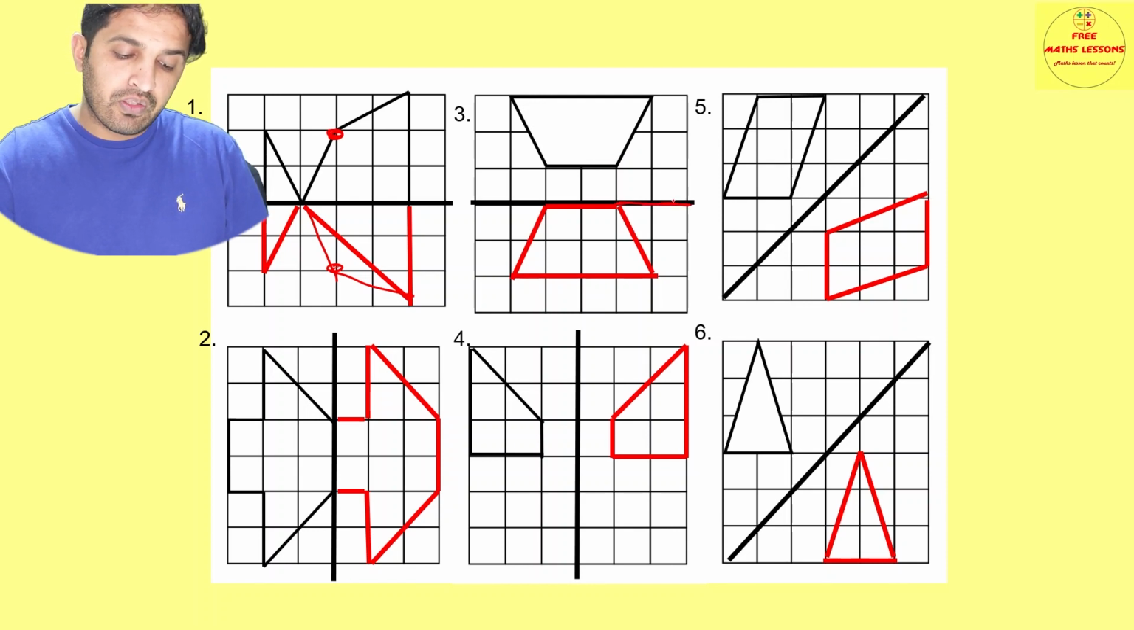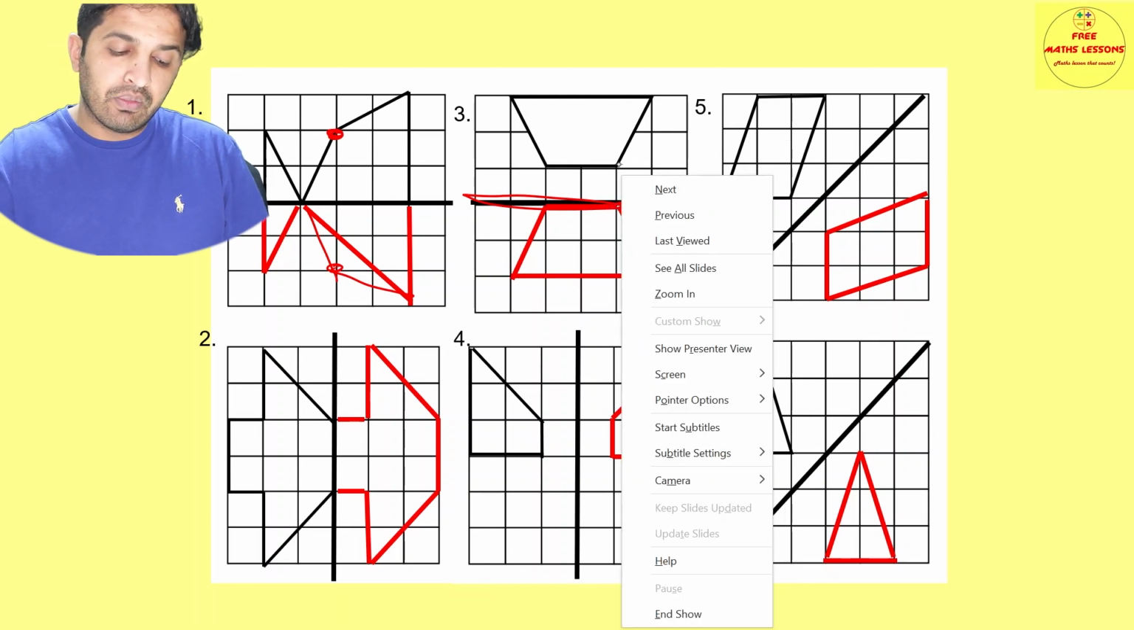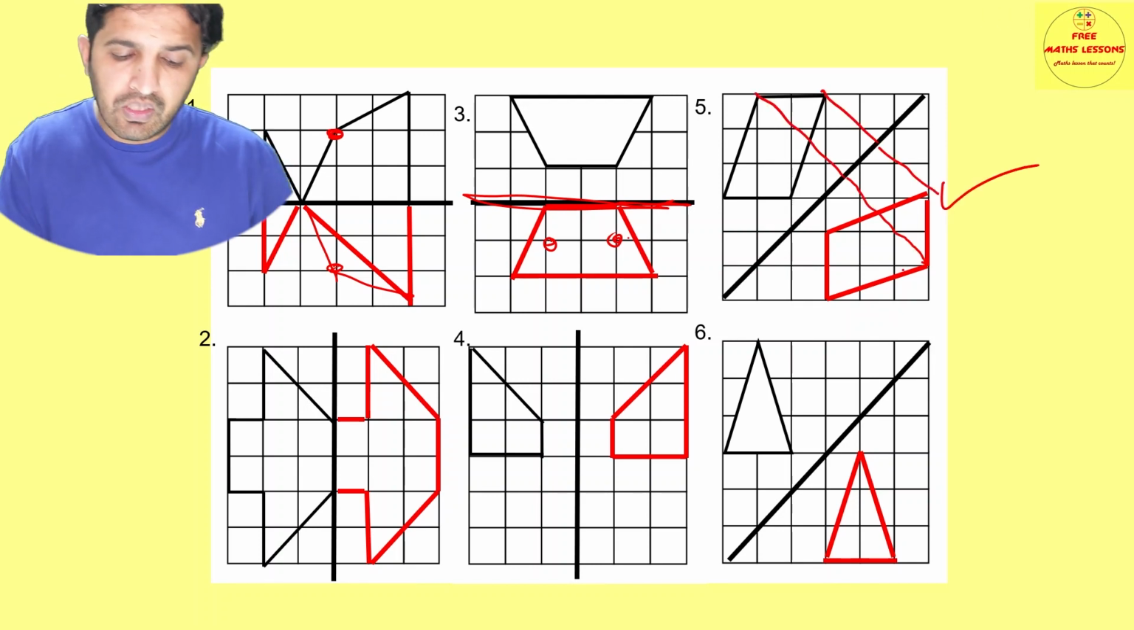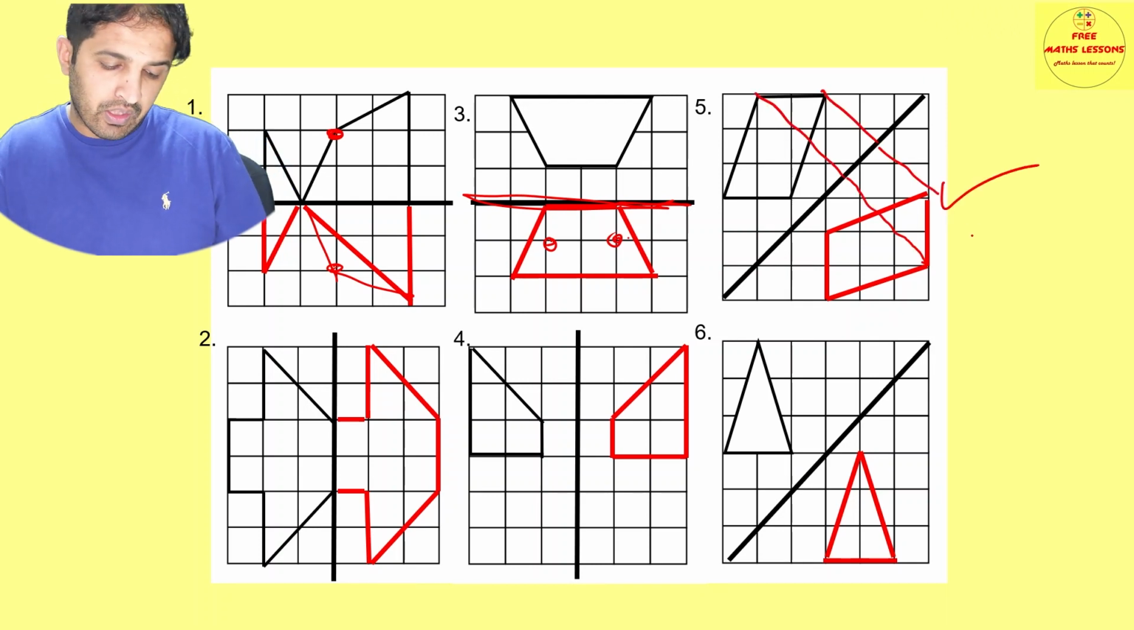From the line of reflection here, the red square is touching the line of reflection, whereas that one is one square away from the line of reflection. So it should have been starting from there. They're actually correct, this one is. So they would fold onto each other. So that's correct. This is the common mistake people make.